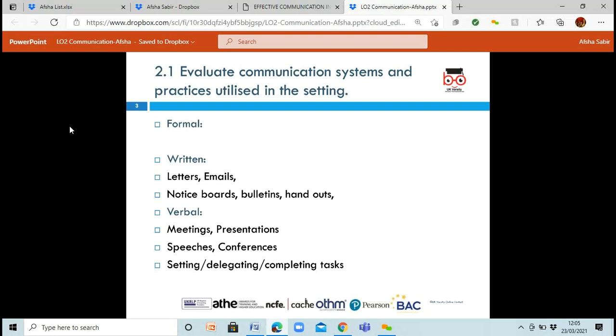Then you've got verbal communication, and this again is in the formal context. So you've got meetings, presentations, you might have a conference, you might have speeches, or it might be formal in the way where you as a manager or somebody else as a manager will be delegating or telling your colleagues how to complete a task. So they'll be passing on information and saying, right, you're doing this, you're doing that, and you're doing that. So they're sharing the tasks out between everybody.